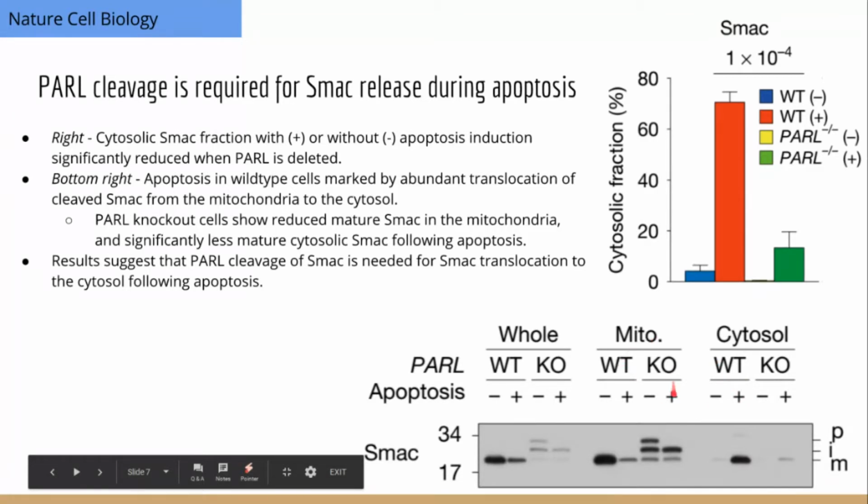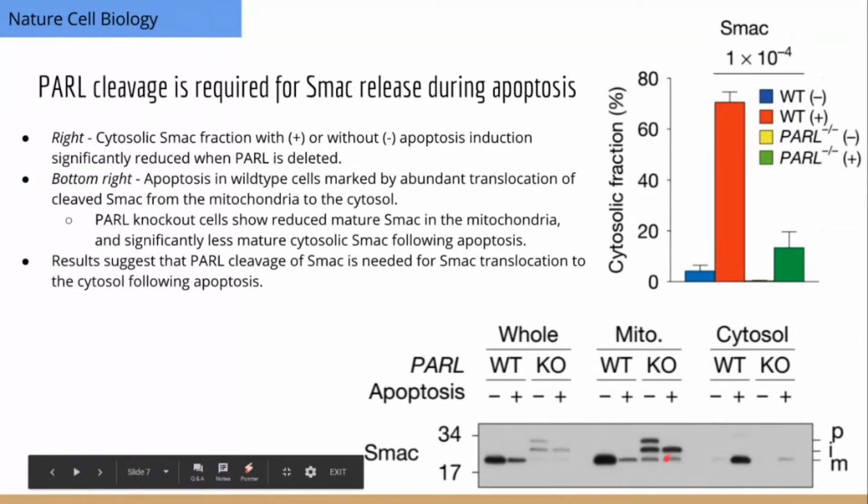What's interesting is in the KOs, the knockouts. So again, we see that triple band phenotype because PARL is missing in these KOs. So we see pre-processed right here, intermediate right here, and mature form Smac right here. And there's very faint amount of mature Smac. But what's probably most interesting is following apoptosis, the amount of Smac doesn't really change.